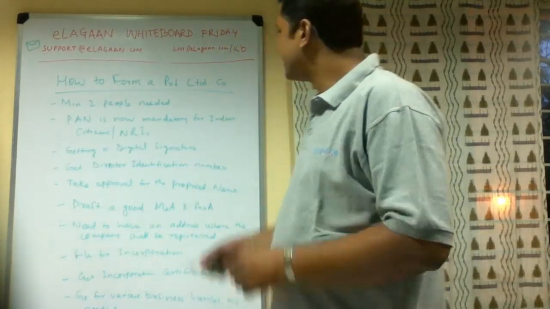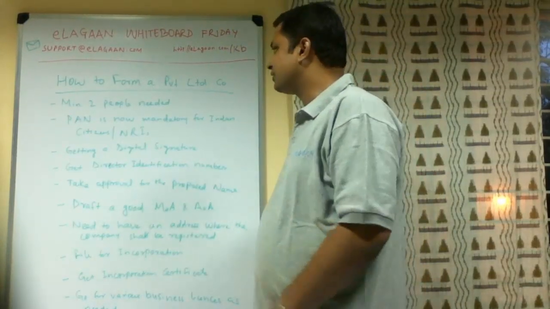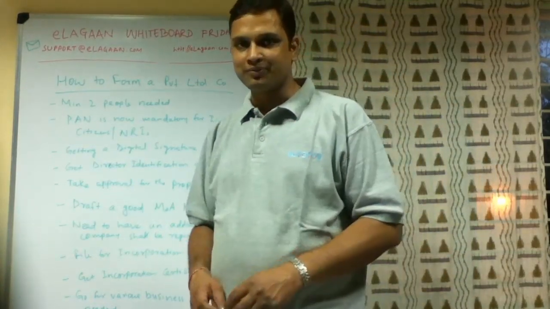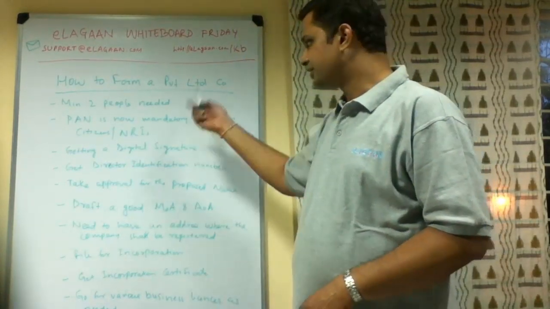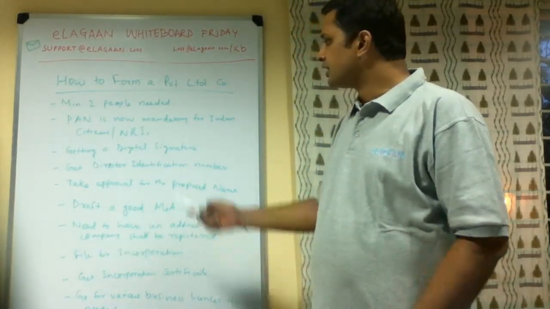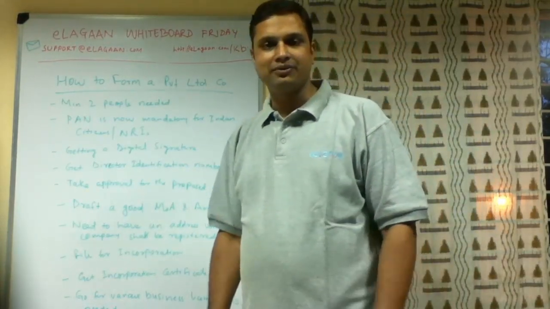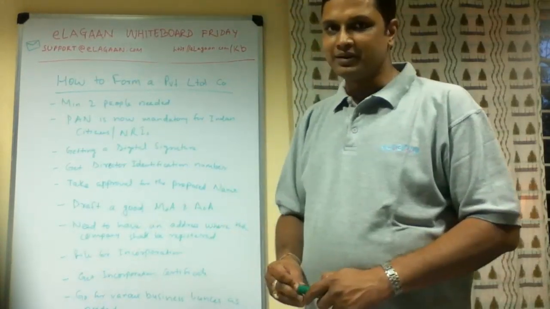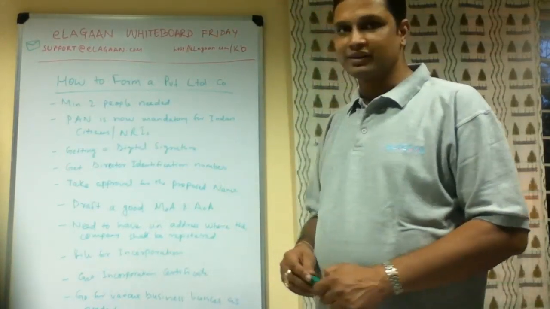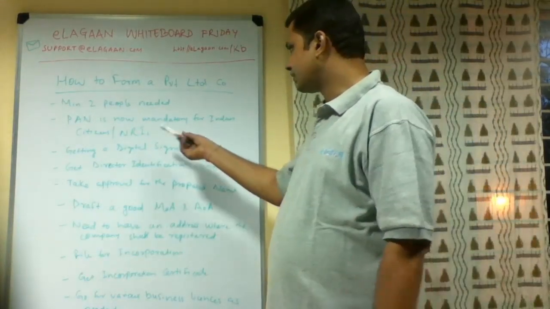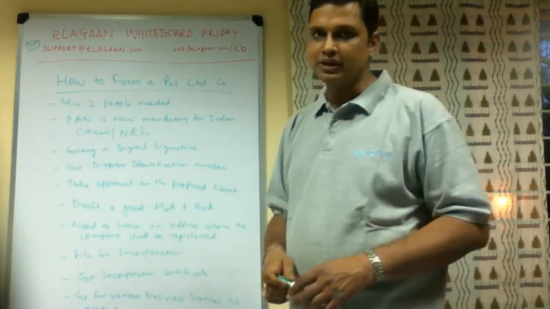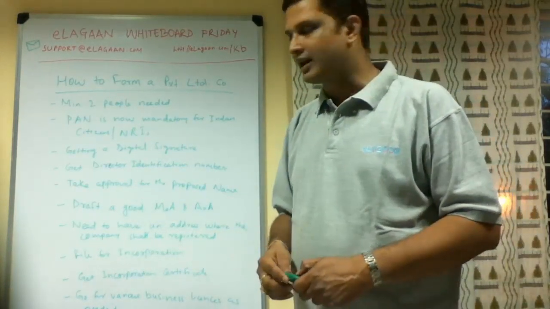Today let's look at how to form a private limited company. To start a private limited company you need a minimum of 2 people. You can have more, but you need a minimum of 2. Nowadays PAN has become mandatory for each person associated with the private limited, more importantly if you are a director. That is now mandatory for Indian citizens and NRIs. So make sure that the people who are coming together have the PAN.